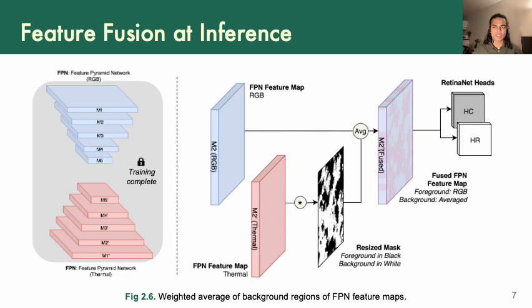With the M2 level as an example here, the thermal feature map is first masked, and then the background regions are averaged pointwise in a straightforward weighted manner that favors thermal. The foreground values are the same as those in the RGB feature map. Then, the fused feature map is passed to the pre-trained frozen detection heads to obtain bounding box predictions.